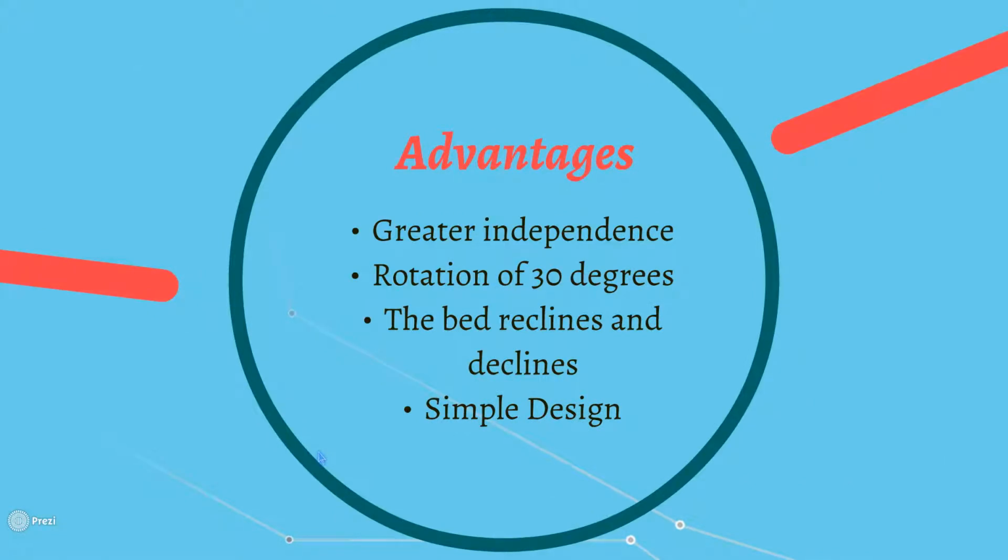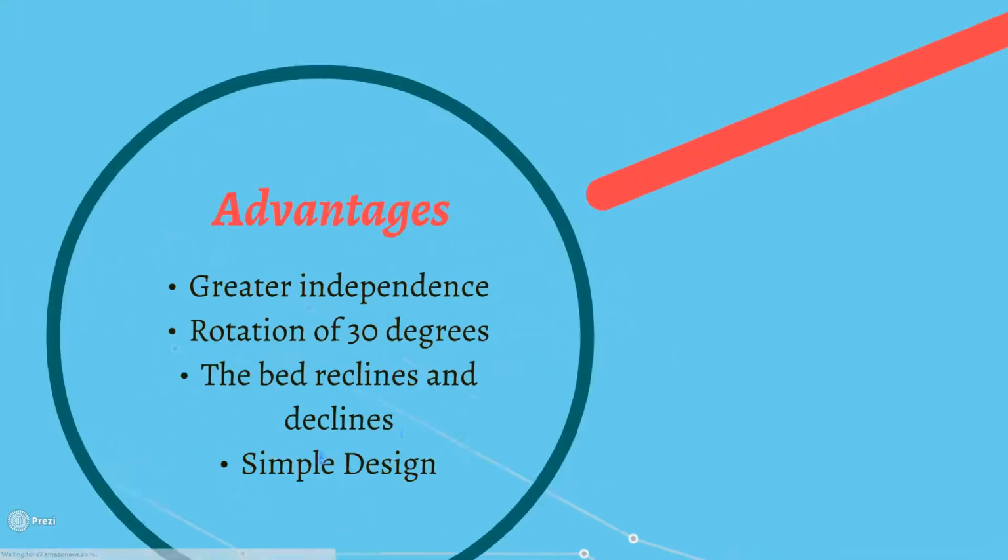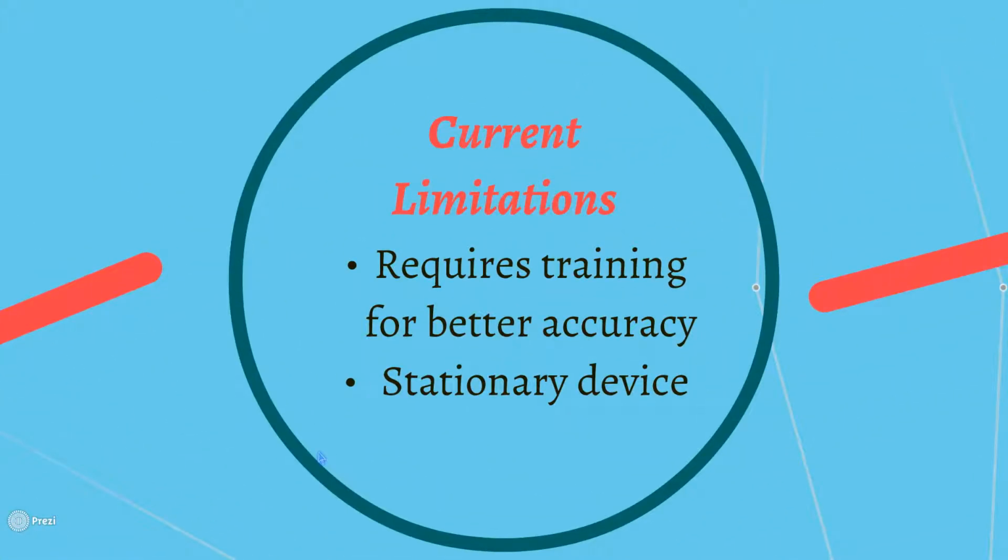Our device has many advantages that improve user independence and precision. The 30-degree rotation range allows the user to alleviate pressure exerted on the body and prevent bed sores. Lastly, the Freedom Bed reclines and declines, which gives the user more precision options. The limitation of our device is that many hours of training are needed to acquire accurate signals. Also, the current design consists of a stationary bed. In the future, we hope to add wheels that the user will be able to control with other EEG signals.